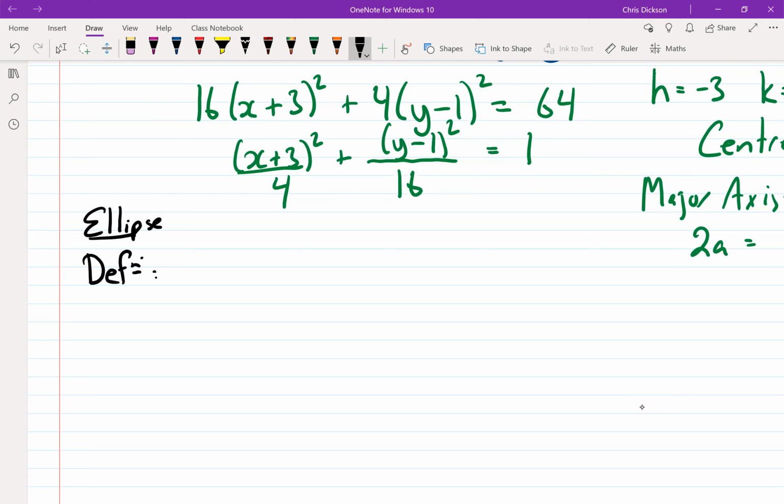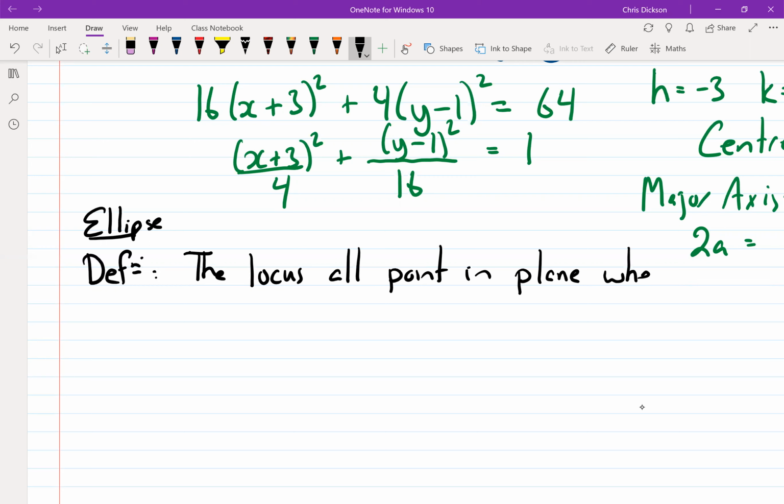So it's the locus or set of all points in a plane where the sum, not sum, but sum of the focal radii is a constant.